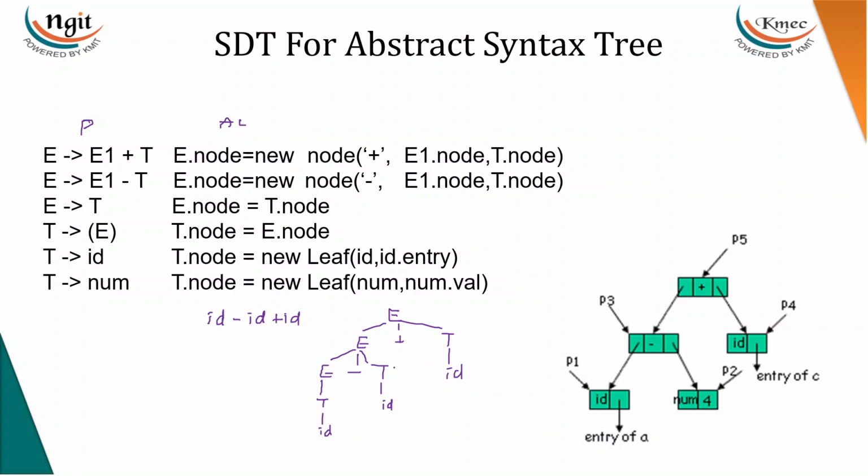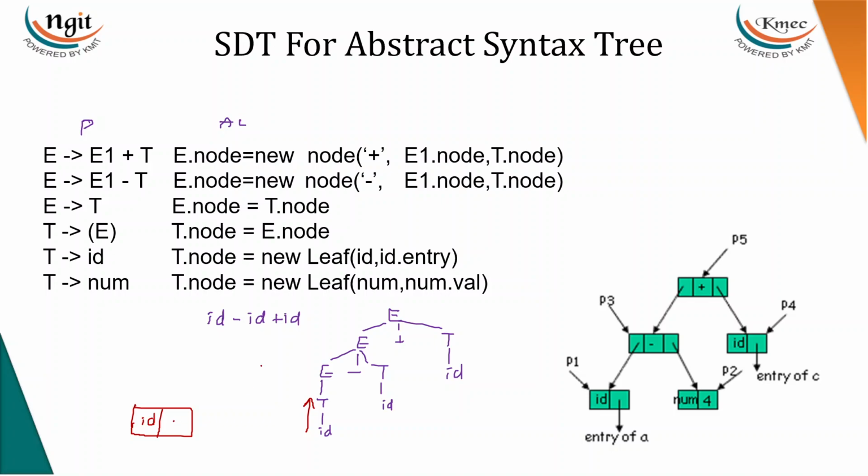Then how do you do it? What is the first action rule to be evaluated here? T derives ID. Then what do we have to do? For T derives ID, create a new leaf node with the ID and entry. So we have to create a new leaf node. Here we are going to have two things in the leaf node: one is ID, and the other is the number for ID dot entry.